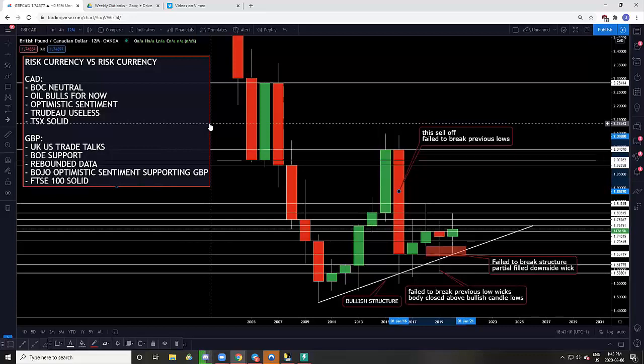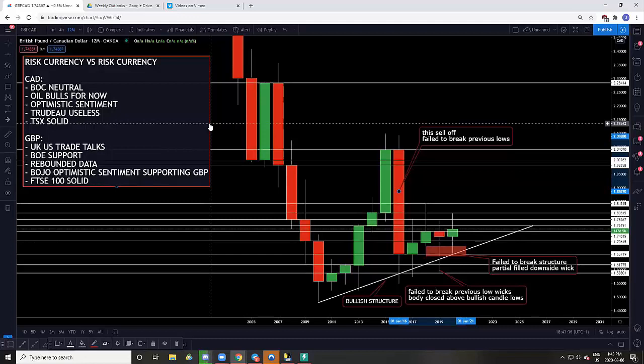Trudeau has been fairly quiet and/or useless in my opinion, whereas Boris Johnson is a lot more active and giving a lot more optimistic speeches and sentiment support for GBP. Respectively, both markets are strong for each of these countries and currencies. Like the FTSE 100 is solid for GBP, CAD's TSX is solid, and both have had some strong rebounds after the March COVID crash.